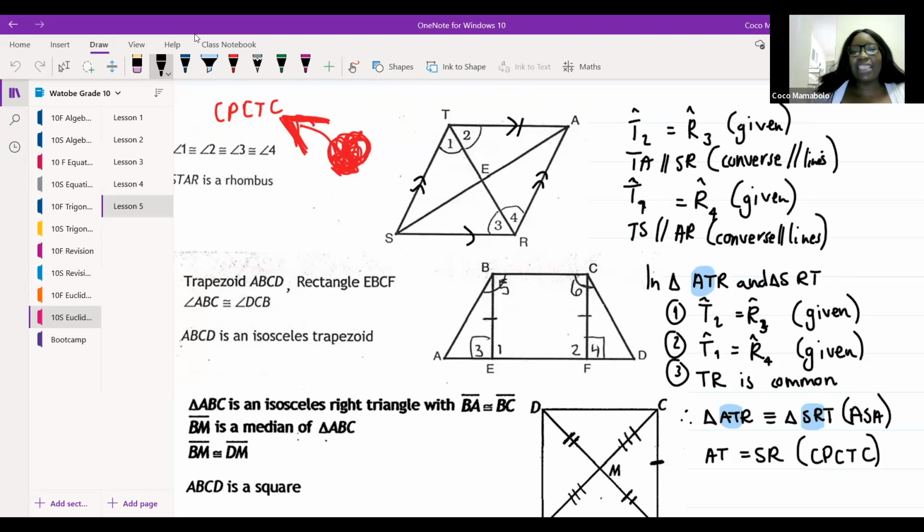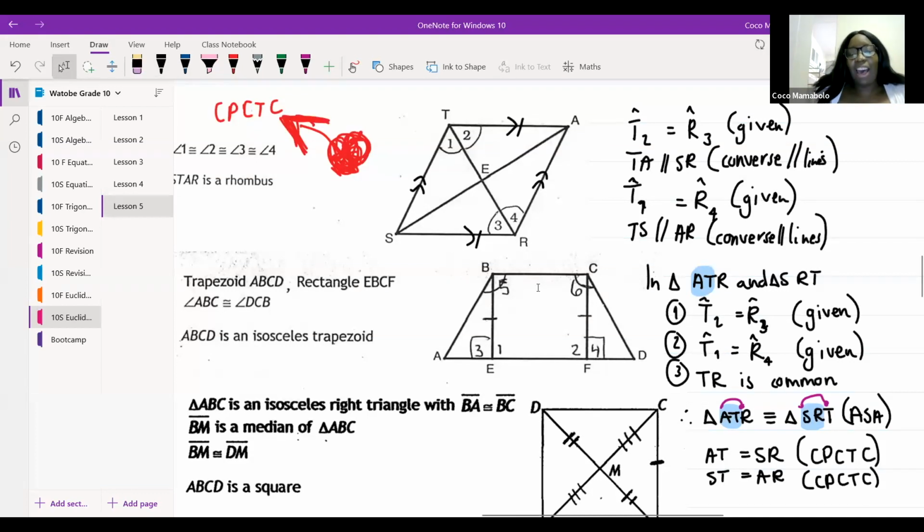I can then say AT is equal to SR. And then I can say that TS or ST is equal to which other side? ST is equal to what side, guys? That's it, to AR. For the exact same reason, ST is equal to AR. And the reason is corresponding properties of congruent triangles are congruent.